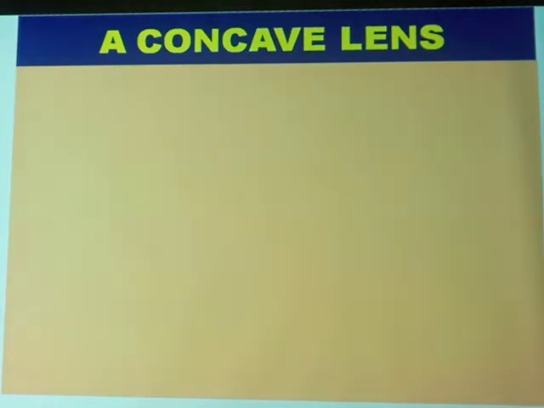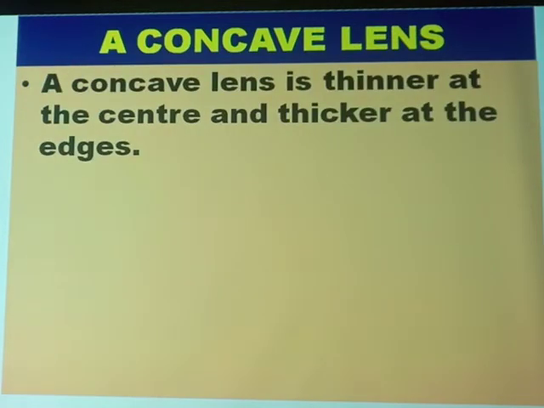So we want to look at first of all the characteristics. What do these concave lenses look like? There we are. We are saying a concave lens is thinner at the center and thicker at the edges. When we compare it to a convex lens, you'll find that a convex lens is thicker at the center and thinner at the edges. But here we're talking about a concave lens. A concave lens is thinner at the center and thicker at the edges.